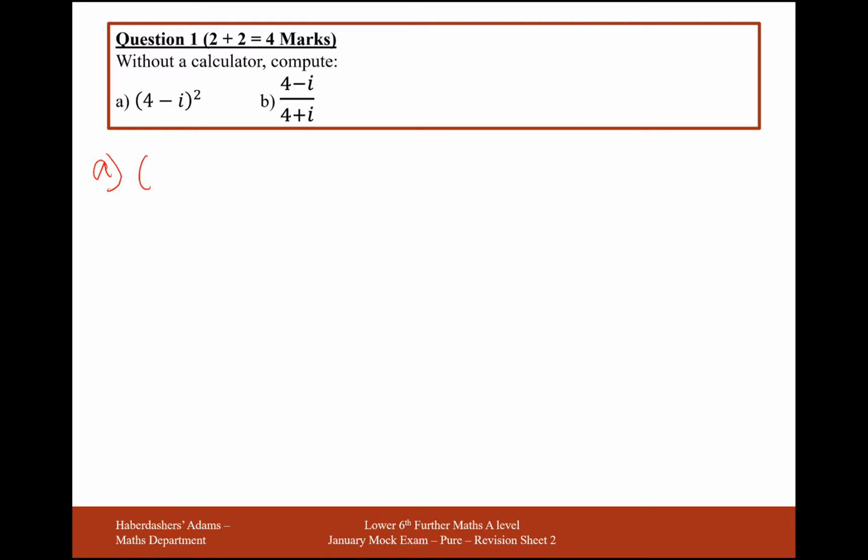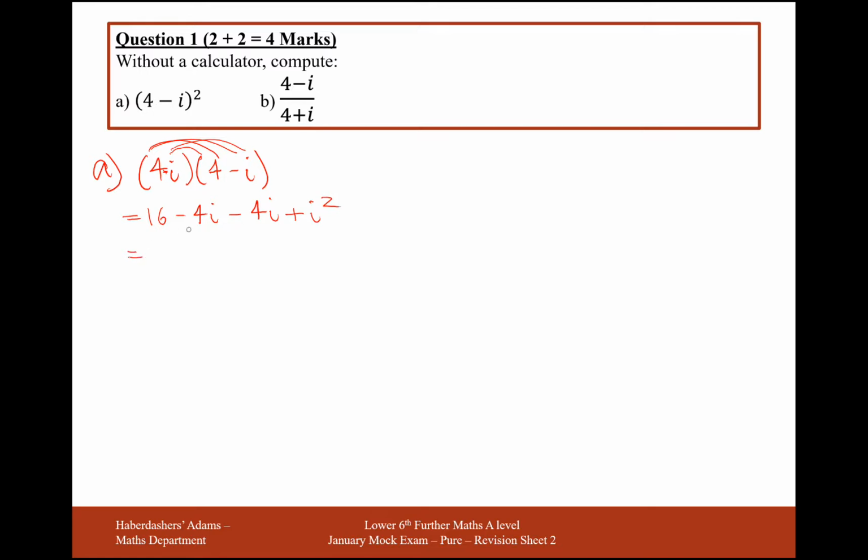Okay, so when we square a complex number, we have to remember that it's effectively a double bracket expansion. You can't just square the 4 and square the i here. So doing this, we get 4 times 4, which is 16. 4 times minus i is minus 4i, minus i times 4 is minus 4i, and minus i times minus i, that's a double negative on the i's, so that'll be plus i squared.